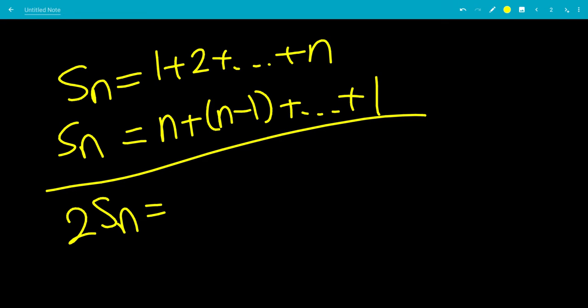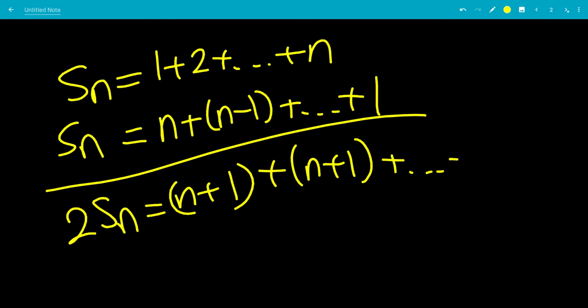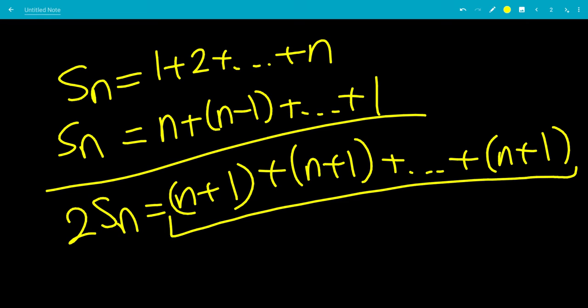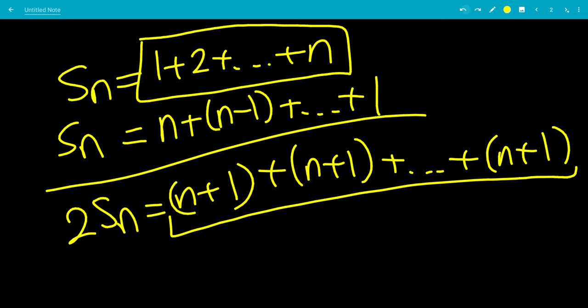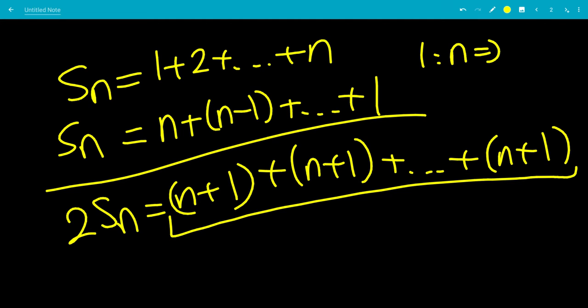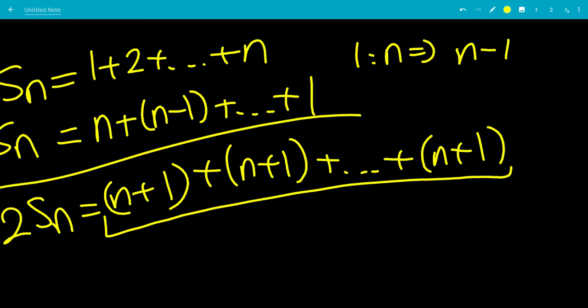And the right-hand side, well, let's look at this. This is n plus 1. And then 2 plus n minus 1 is n plus 1, all the way up to the last term, which is n plus 1. How many times do we have n plus 1? So let's look at this. So this goes from 1 to n, means we have n minus 1, and then we have to add another term. So this will just be n times.